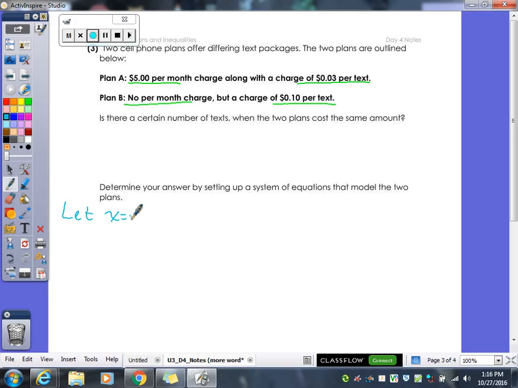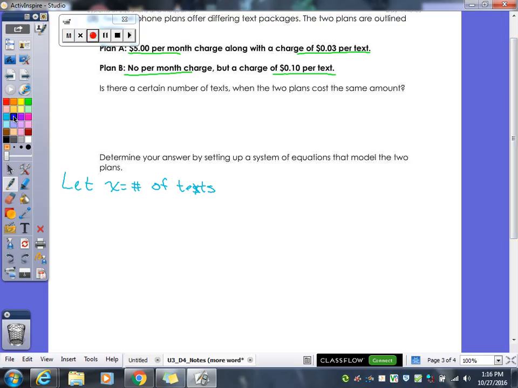So we're going to have just one let statement here. And that's going to be let x equal the number of texts, because that's what we don't know. We don't know how many text messages a person is sending in a month. So plan A, they charge you $5 a month plus 3 cents per text message. So 5 plus 0.03x is what we're going to have for plan A.